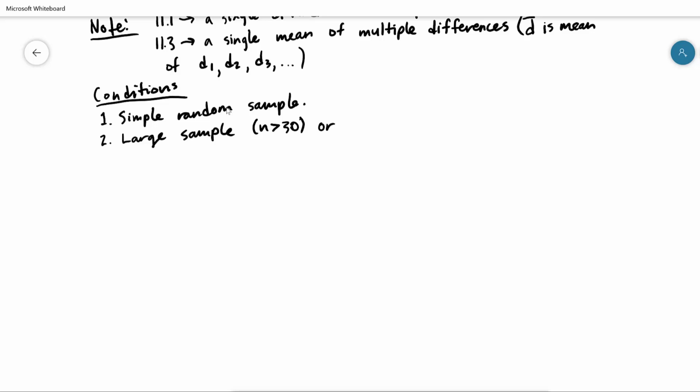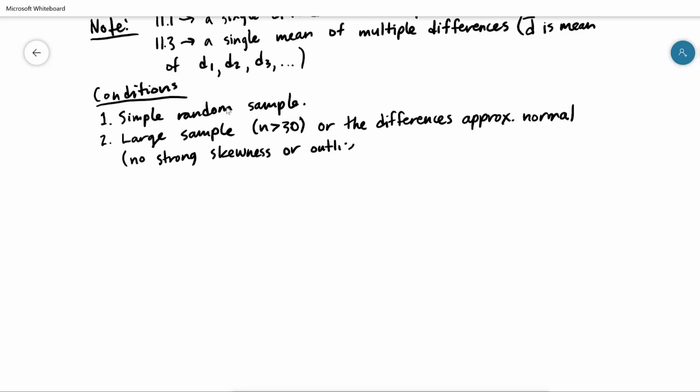Let me write it this way: the list of differences should be approximately normal. And in this case, what they mean by approximately normal is no strong skewness or outliers. That's going to be sufficient to say close enough to a normal distribution. We'll be fine with that.